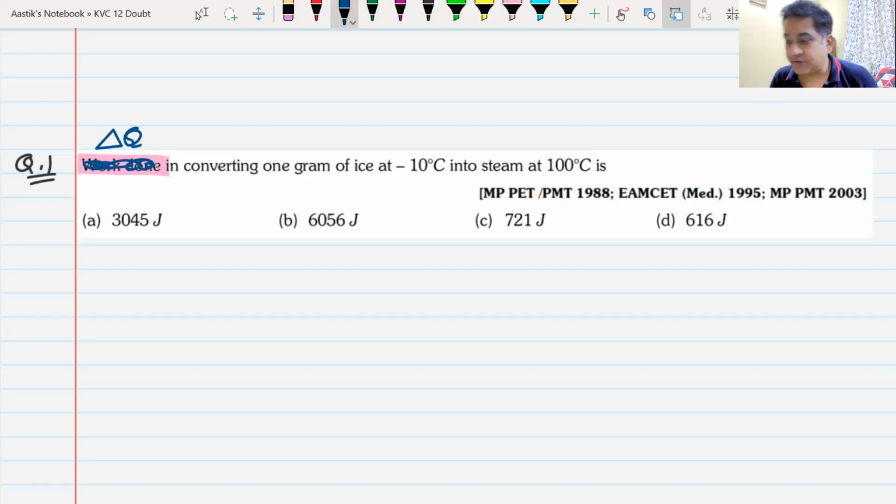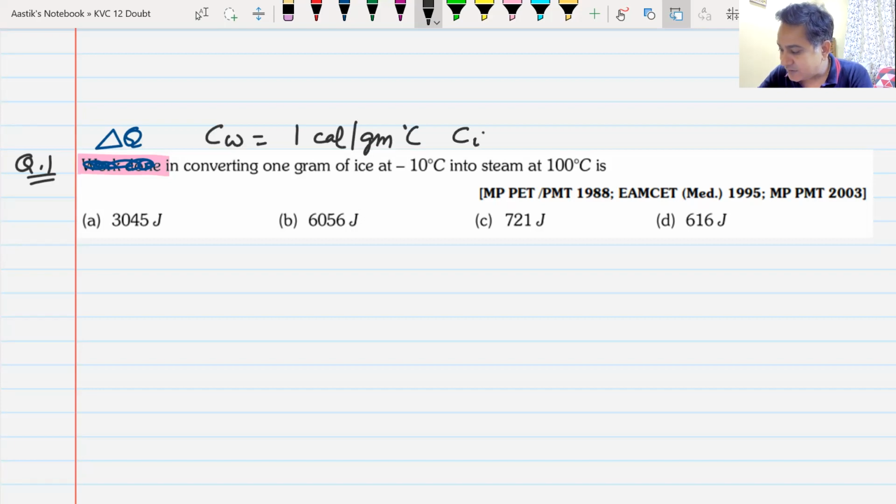Find the amount of heat required to convert 1 gram of ice at minus 10 degrees Celsius into steam at 100 degrees Celsius. Nothing is given to you, so you must remember the specific heat of water. Why am I writing it as S? I should write it as C. The specific heat of water is 1 calorie per gram per degree Celsius.